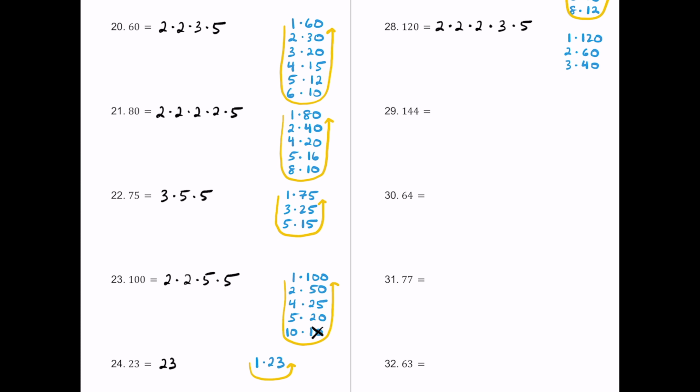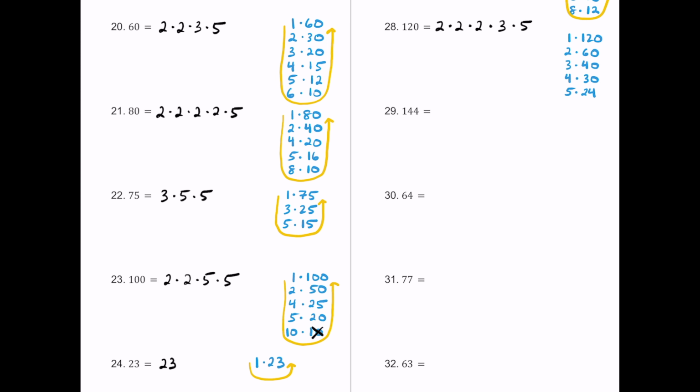Is there a 4? Sure there is. 2 times 2 makes 4, then 2 and 3 makes 6. 6 times 5 is 30. So it turns out 4 times 30 also equals 120. What about 5? Yes, 5's here. Combine the rest of these. So 2 times 2 is 4, times 2 is 8, times 3 is 24. So 5 times 24 are going to be 2 more factors.